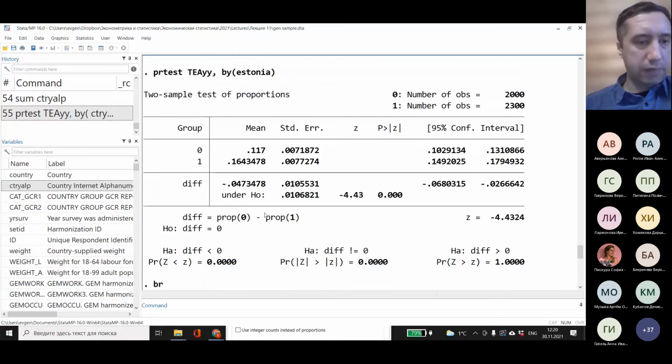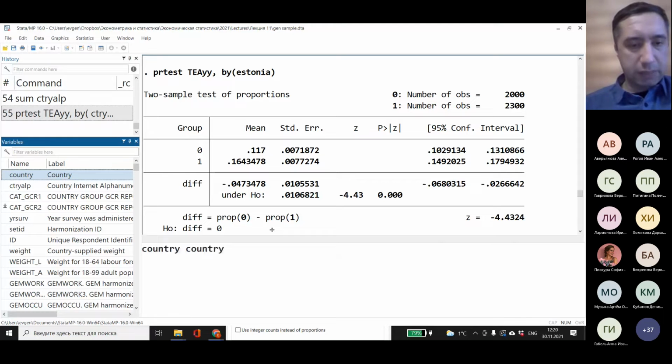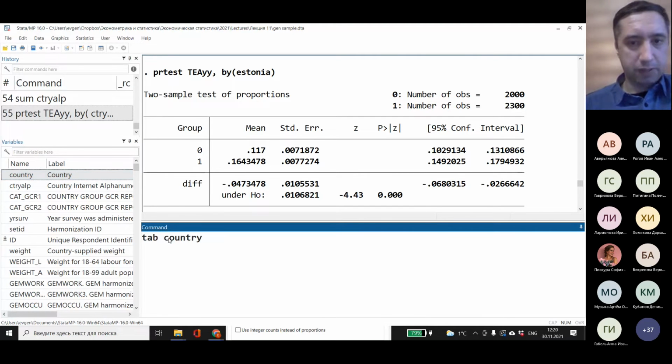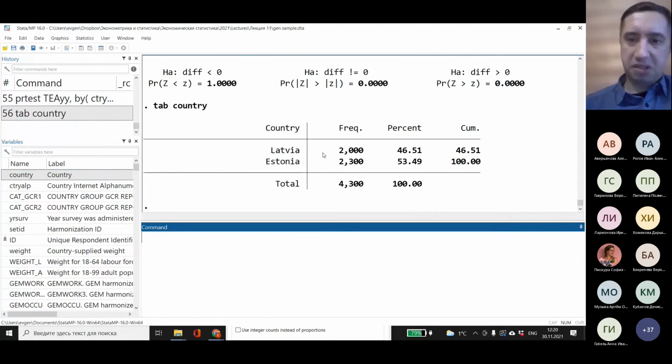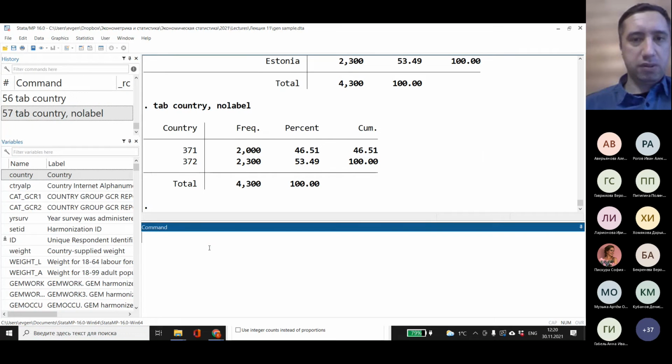Oh, look, we have a variable country, right? You can describe it, tab country. First, now we see Latvia, Estonia, okay? But what if we add the option nolabel? 371, 372 instead of words.